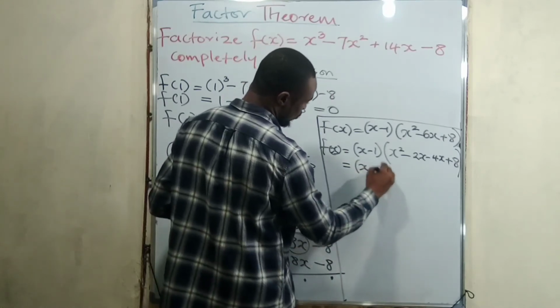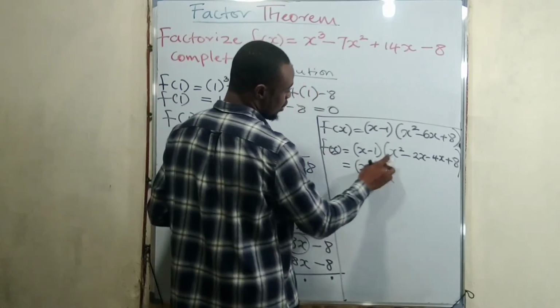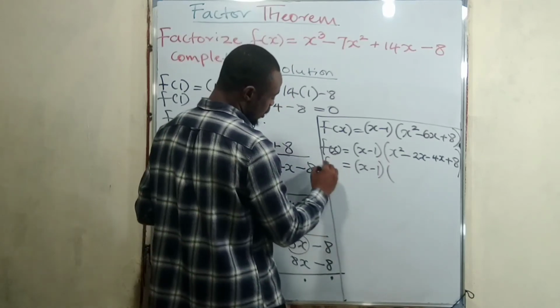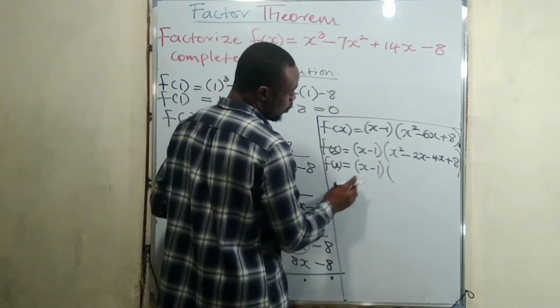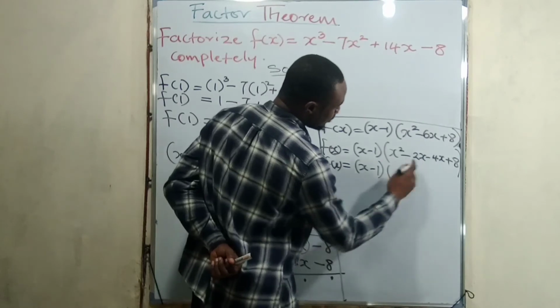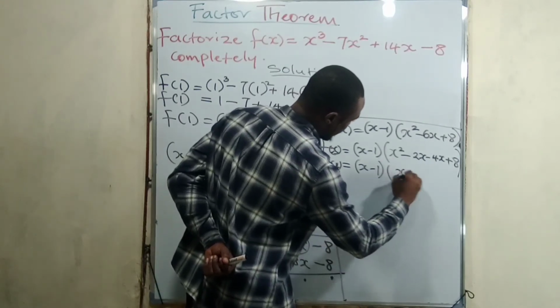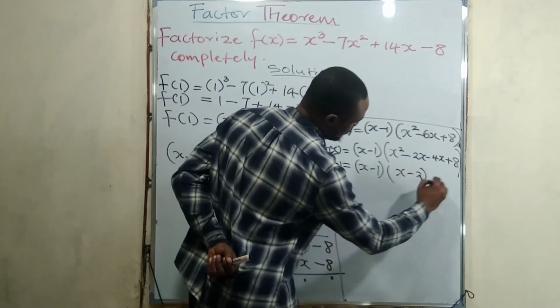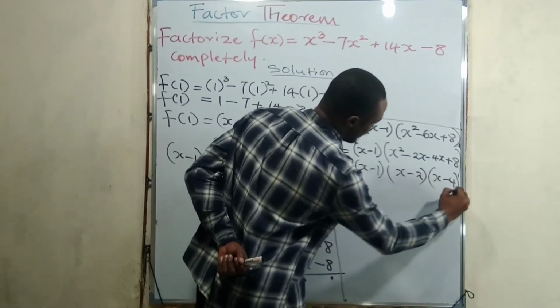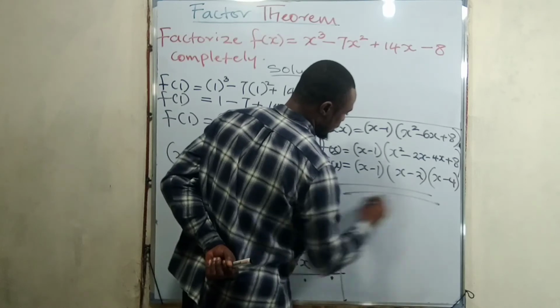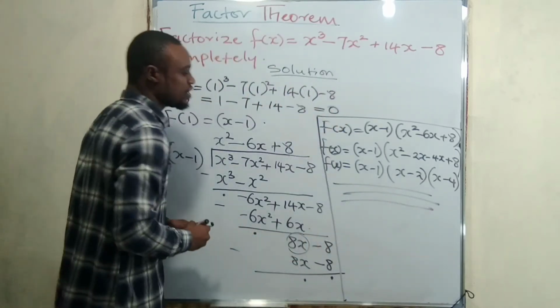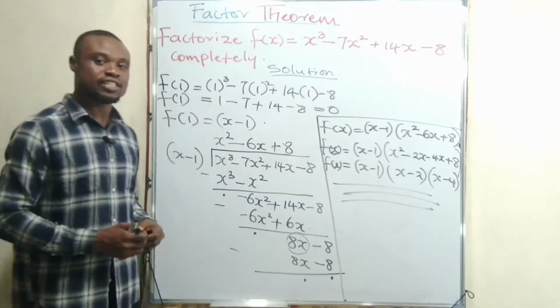So this is now what? X minus what? 1. I'm just bringing this together for us to know that yes, this is also part of the factors of this. Okay, so if we factor this and factor that, now we now have that what? And finally we have x minus 2 in a bracket and x minus what? 4 in a bracket. So this is the factor of the expression. That is the factor of what? The expression.